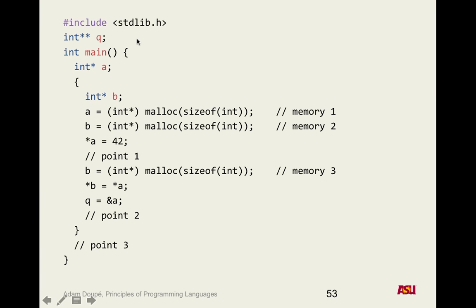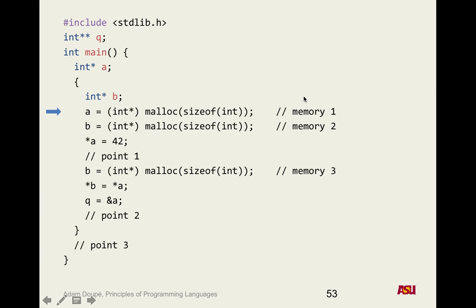So this is what type of allocation? Global allocation, global, stack, heap. Q is global. Okay, we started executing in main, so we're going to have an int star A. What type of allocation is this? Stack. Okay, and then we go into this block, we have an int star B. Where is this allocated? Stack, again.